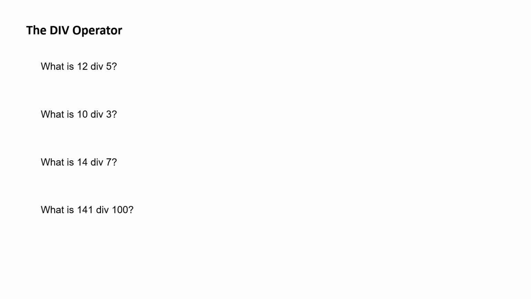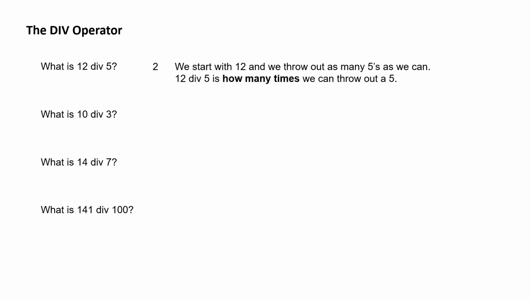Now the div operator is similar to the mod operator, because if we're looking at 12 div 5, we're still going to start with 12 and throw out as many 5s as possible. But 12 div 5 would be how many times we can throw out a 5. So if we start with the 12, we can throw 5 out once, 5 out again. So we can do it 2 times.